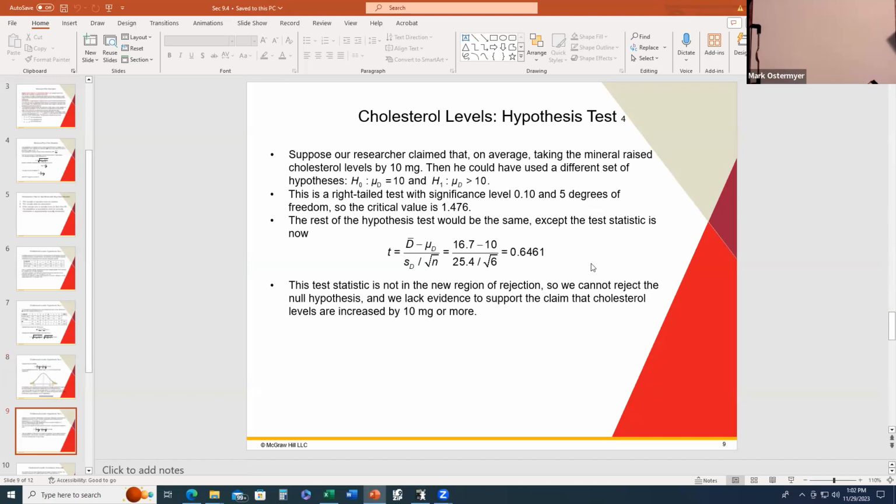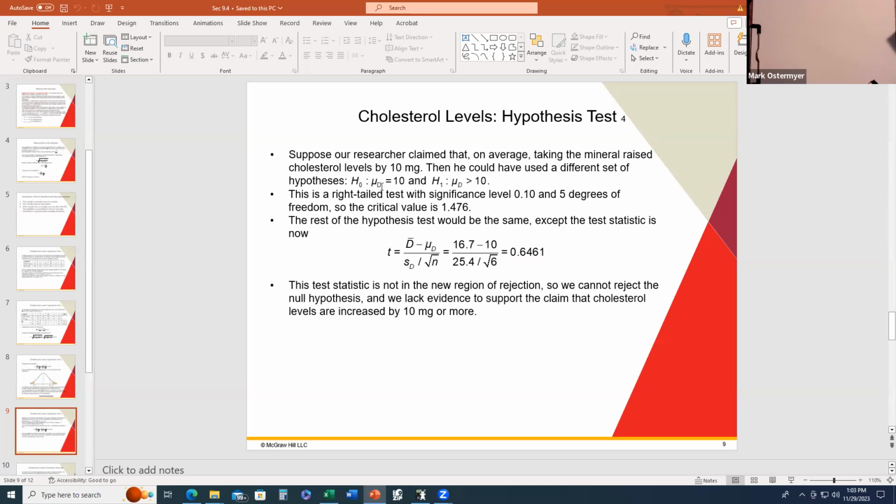Now, here's an interesting thing here. Suppose our researcher claimed that on average, taking the mineral raised cholesterol levels by 10 milligrams. Okay, so the units of the cholesterol levels are in milligrams. Then he or she could have used a different set of hypotheses. Do you agree? And the hypotheses would be these now.